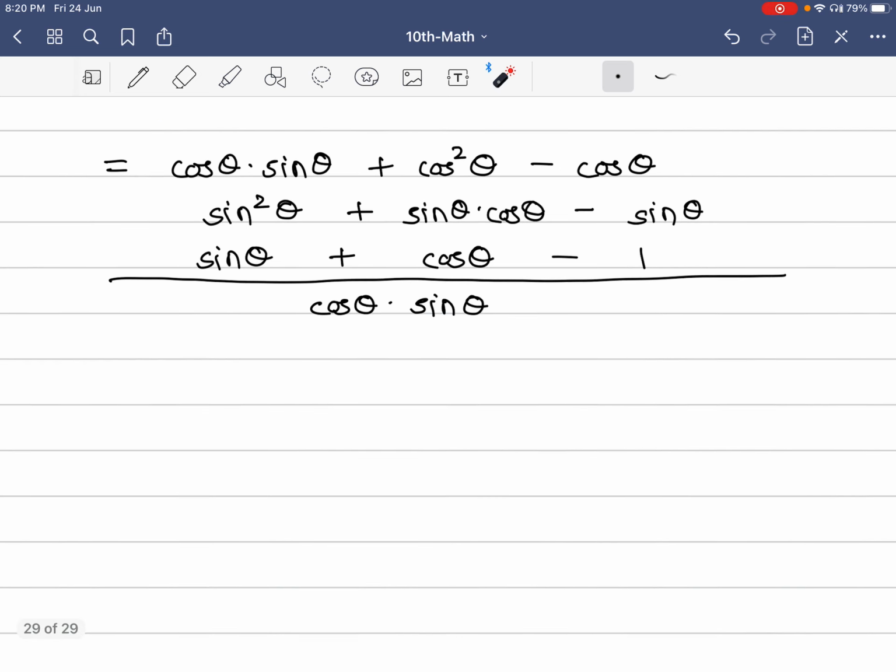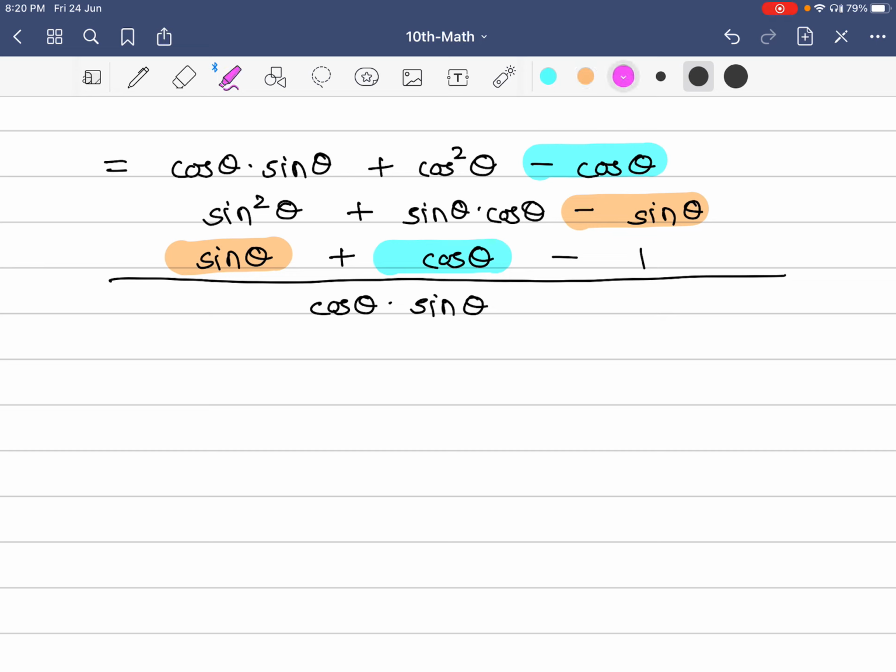Once again I'm going to use the highlighter. So first of all, if you note, this is minus cos theta and this is plus cos theta. So cos theta minus cos theta is going to be 0, so they cancel each other. Then this is our sin theta and this is also minus sin theta. So sin theta minus sin theta, they will cancel each other.